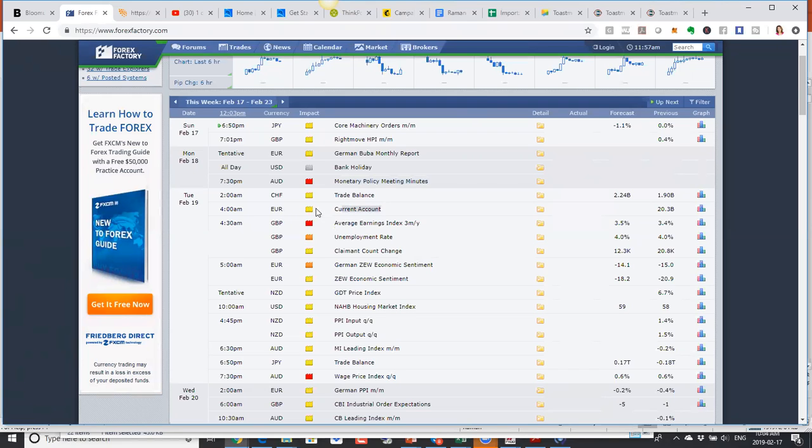Current account here, even though it's not marked as red news, it usually tends to have an impact on the market. So this is like your trade balance, and exports and imports are very important to any country, especially these days with the trade wars and everything. So this will be important for the euro and will have an impact on that.